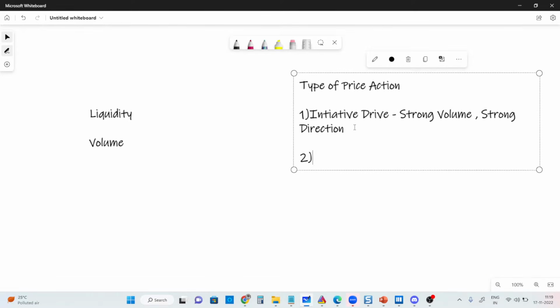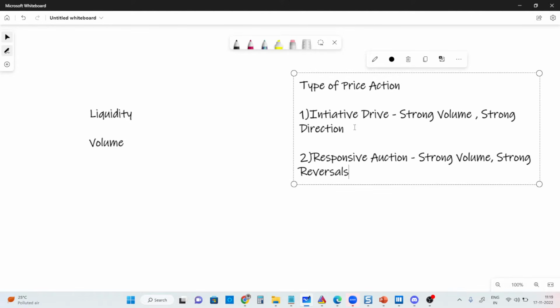The second one is more of a responsive price action. In a responsive auction also, volume is strong. But here we don't expect strong direction, but instead we expect strong reversals. And the third one is what we call consolidation. Consolidation is low volume activity. Nobody is competing.